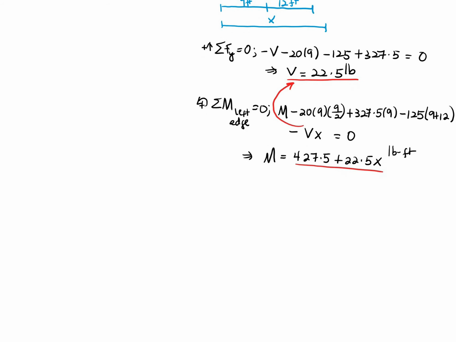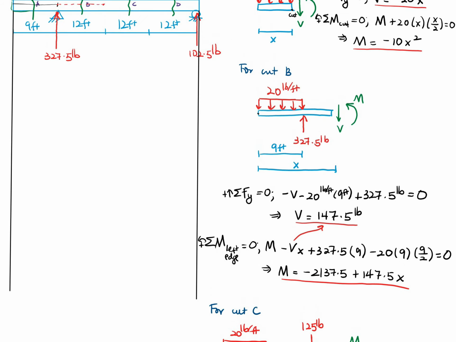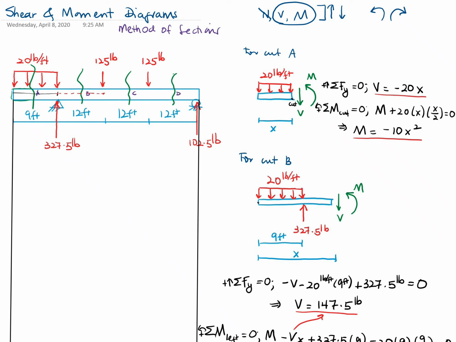Okay, and then finally, going back up here, we're going to look at our last cut, which is between 125 and 102.5, the other reaction. Now, we could still do what we're doing, where we pick the left-hand side, but for a change, we're actually going to pick the right-hand side. What you want to remember is that your x starts from the left edge and goes towards the right edge, which is going to be very, very important for what we're going to be doing.